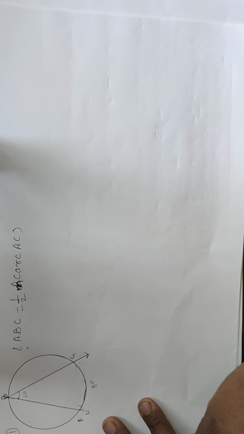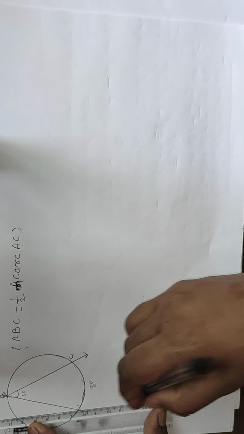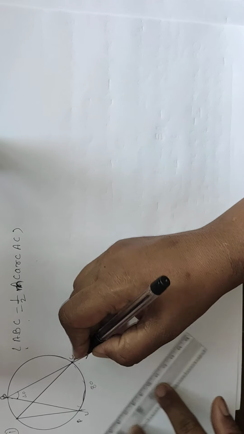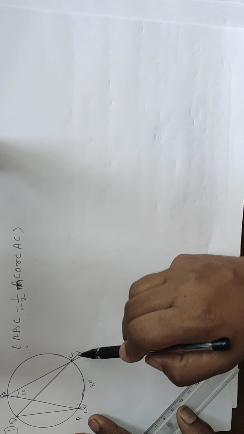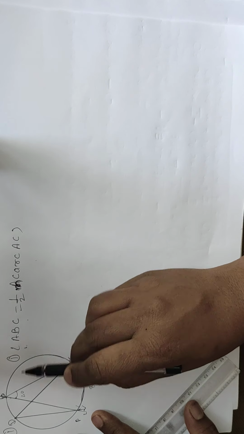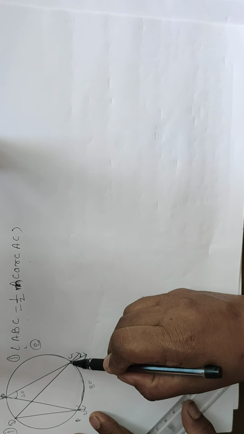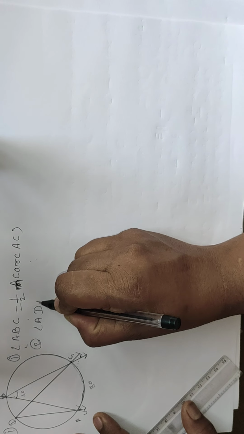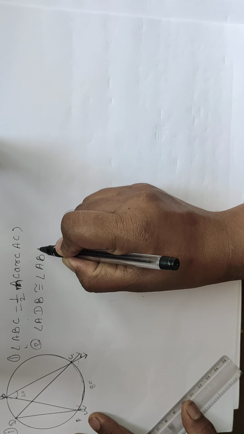Next point: angles inscribed in the same arc are congruent. Suppose we take the same figure, but I will draw another angle here whose endpoints are the same, that is A and C, and I will write D here. Angle ADC and angle ABC both inscribe the arc AC. The first property is that each angle is half the measure of the arc. Second, if they intercept the same arc, then these two angles are congruent.